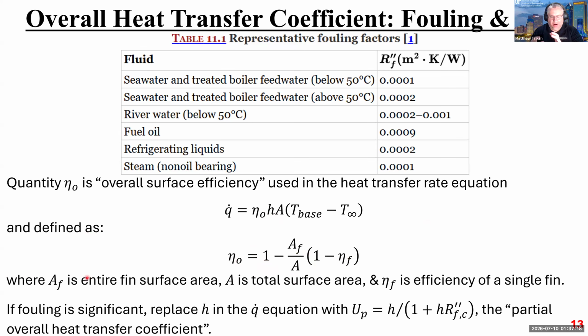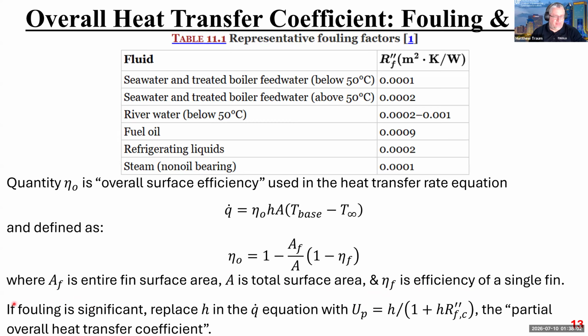Well, AF is the entire fin surface area. So just the surface area of the fins, not any of the metal that's separating the two flows from each other that is not a fin. And A is the total surface area. That includes both the fins and all of the non-fin surface area where heat exchange is occurring. That's just capital A by itself. And then eta F is the efficiency of a single fin, which you know how to calculate since we just did that chapter.